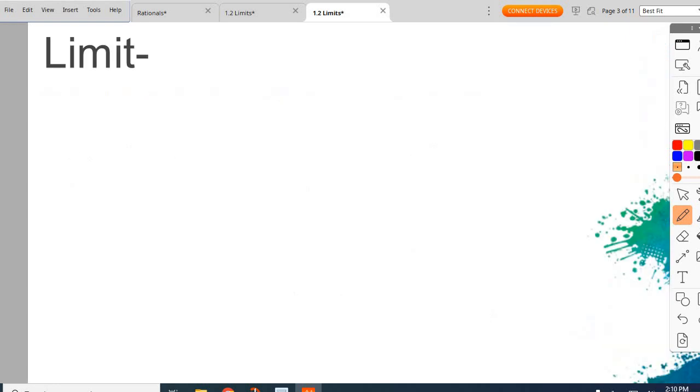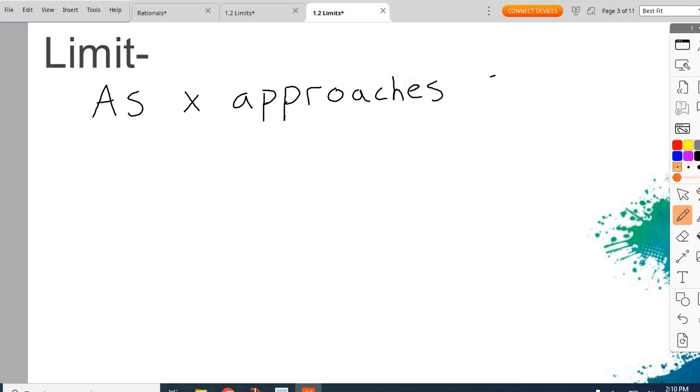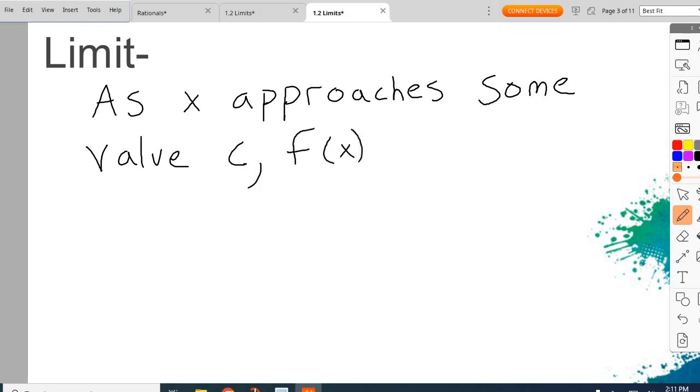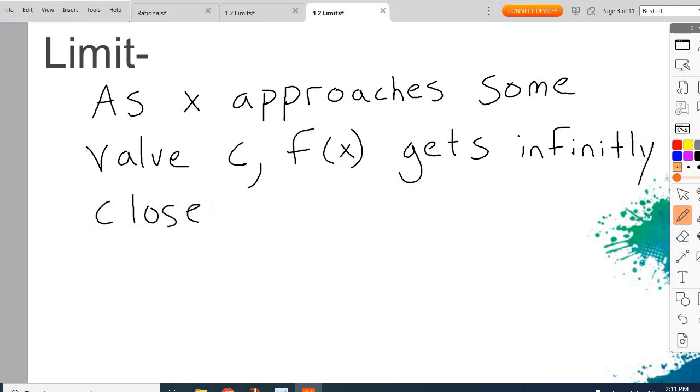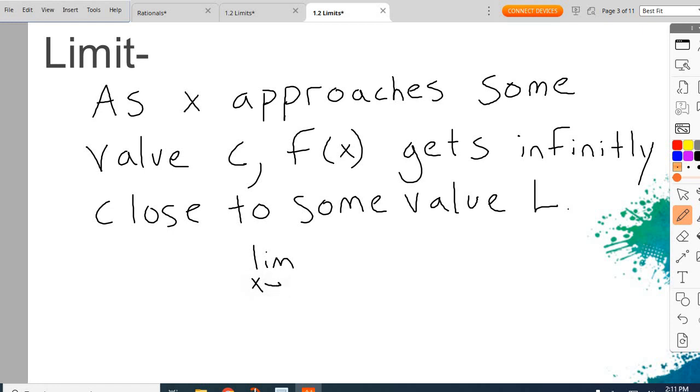So, in general, a limit is going to be as x approaches some value c, f of x is infinitely close to some value L. And again, that notation, we have the limit as x approaches c of f of x equals L.